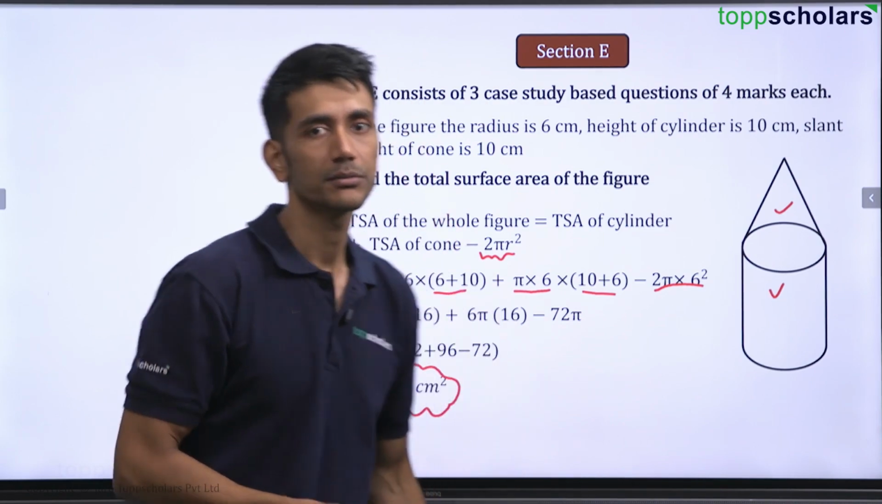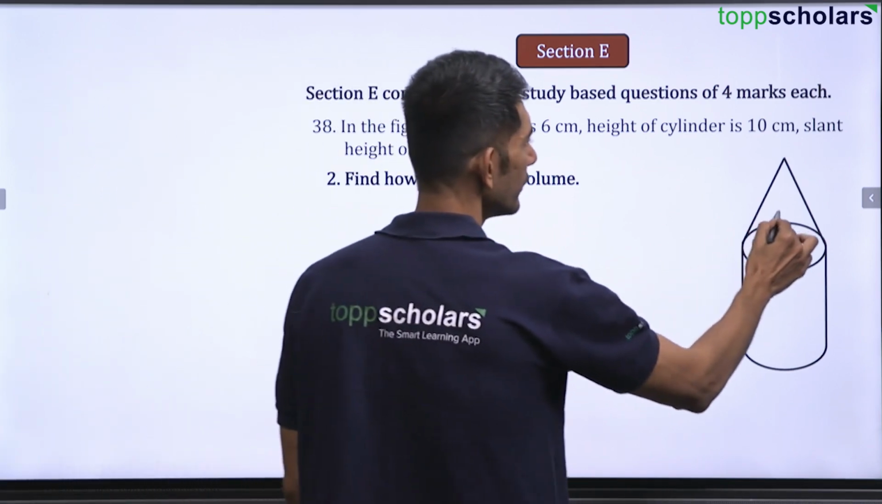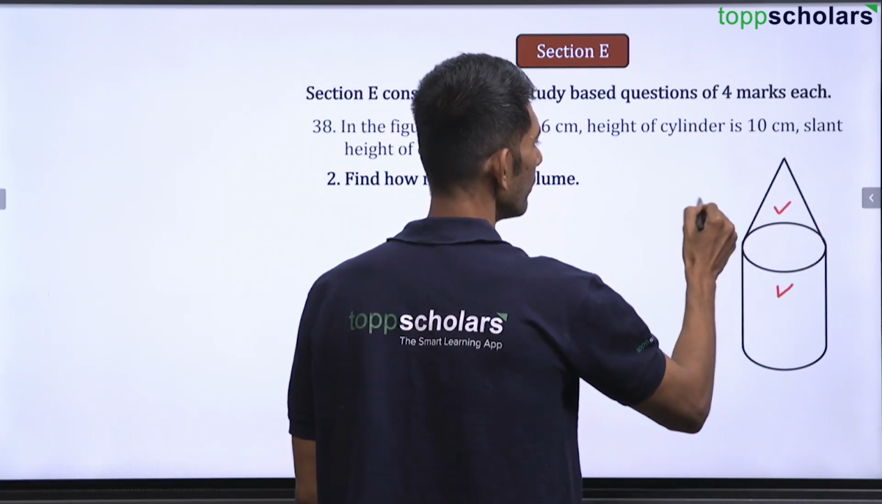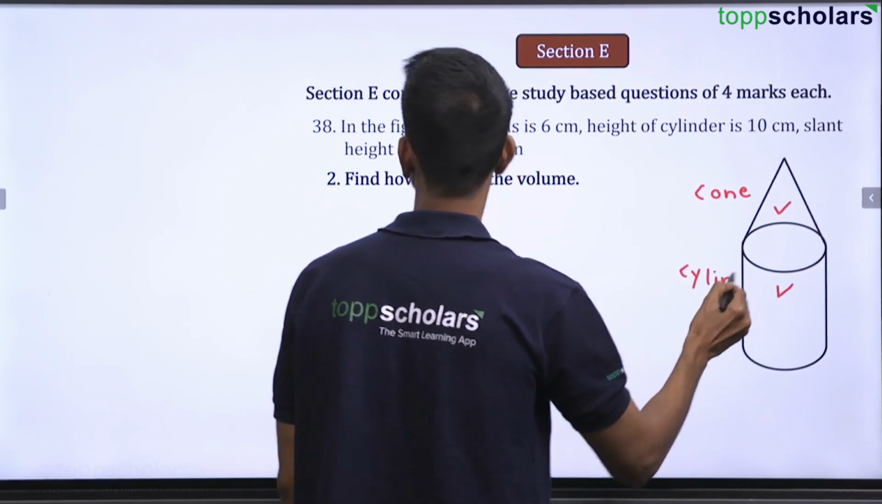Subtract it 2 times. How much is the volume? Volume is simple. This volume plus this volume: volume of cone plus volume of cylinder. So let us do that.